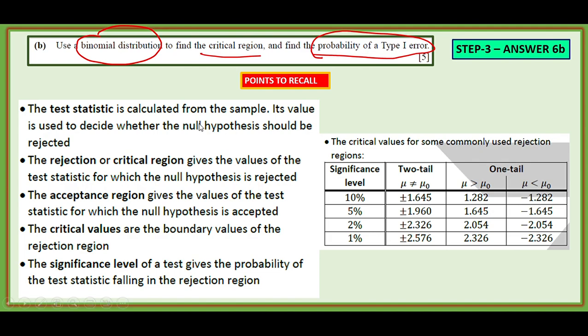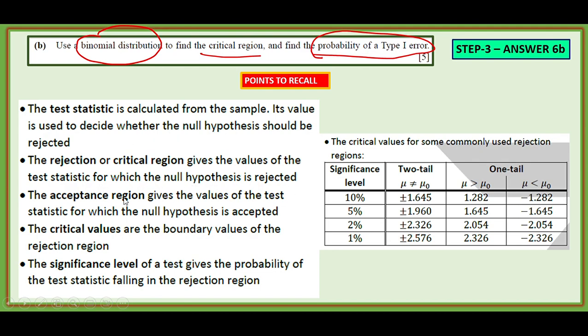So before going to the answer of this part, we can just recall certain points. The test statistic is calculated from the sample. Its value is used to decide whether the null hypothesis should be rejected or accepted. The rejection or critical region gives us the values of the test statistic for which the null hypothesis is rejected.